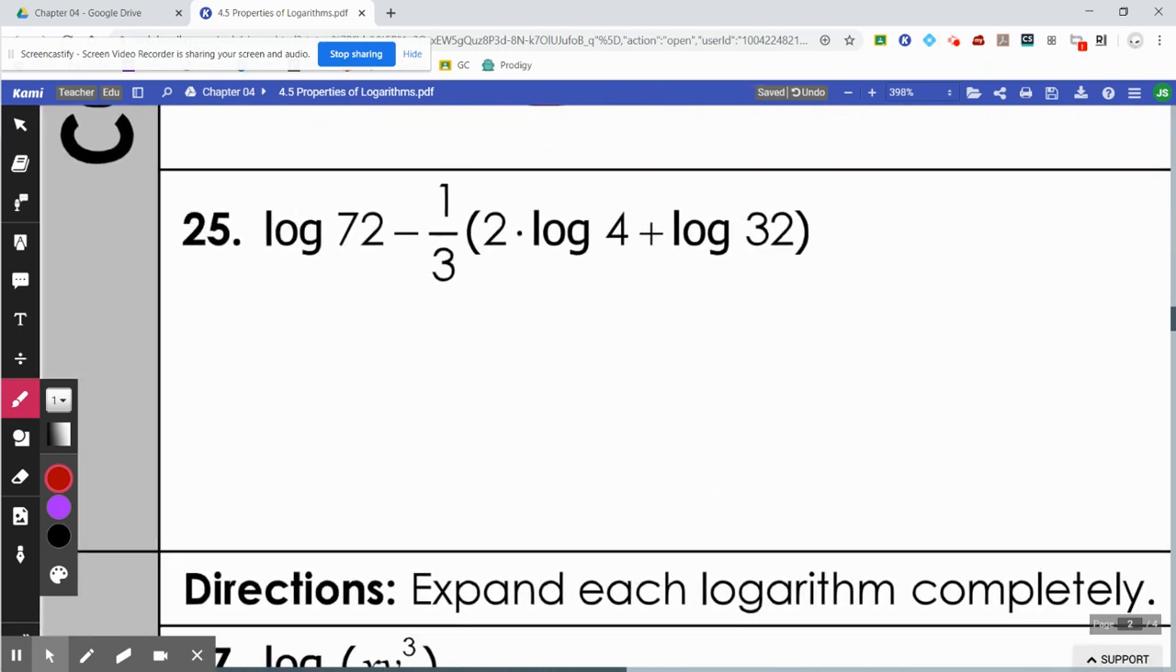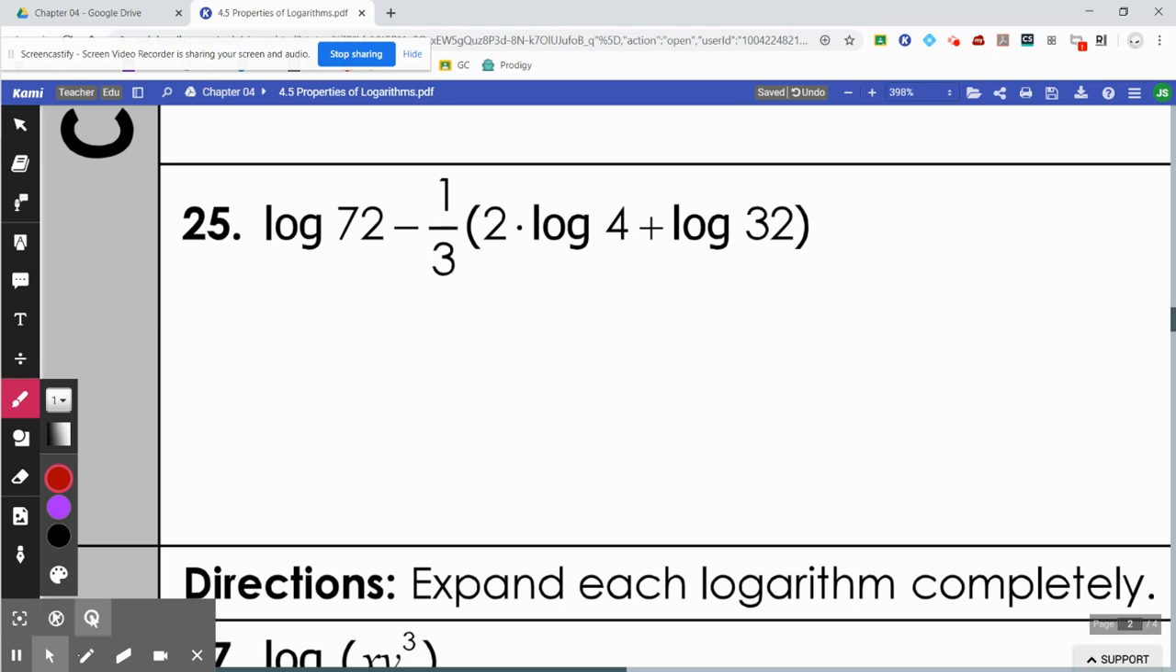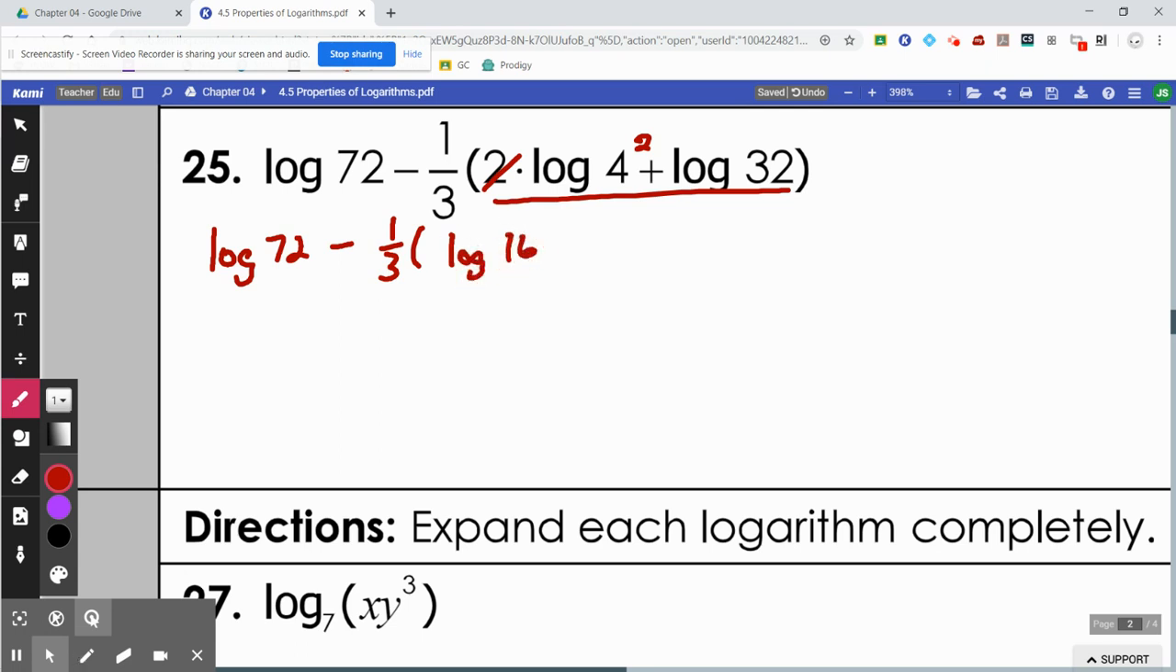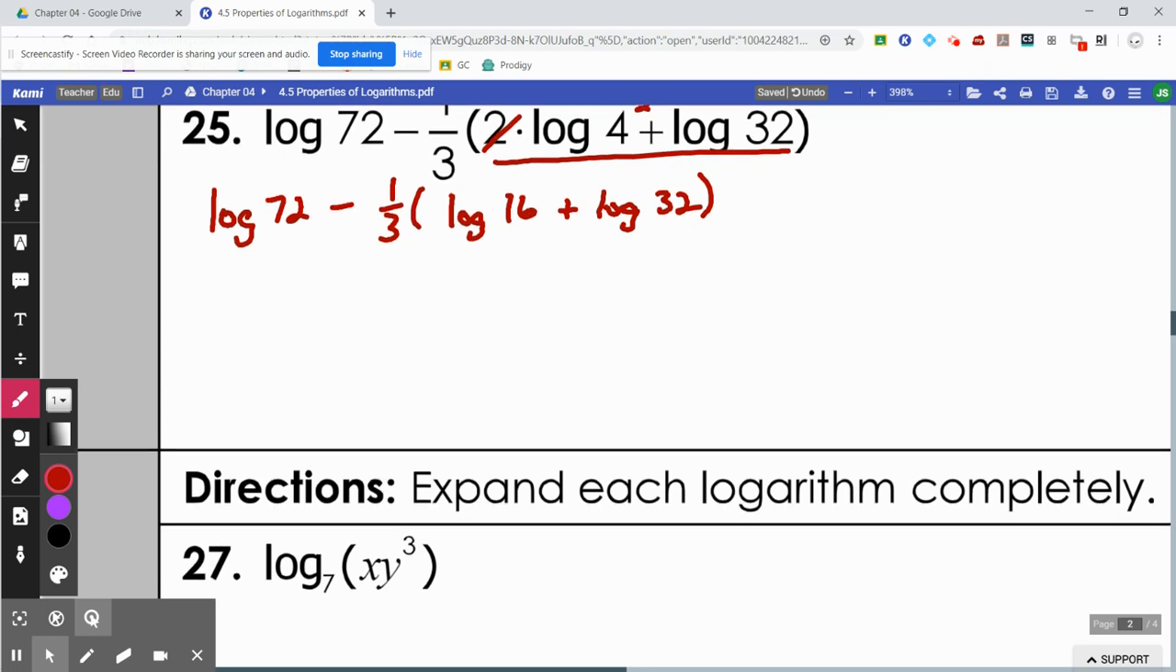Number 25. Again, we're going to start inside the parentheses, cleaning up. So you have the log of 72 minus 1/3 parentheses. The 2 comes up top, and that gives you the log of 16 plus the log of 32. Let's stay inside of parentheses, and let's do a log plus a log, which is going to be our product rule. To add these two logarithms, we're going to multiply, and that'd be the log of 16 times 32, which is 512.